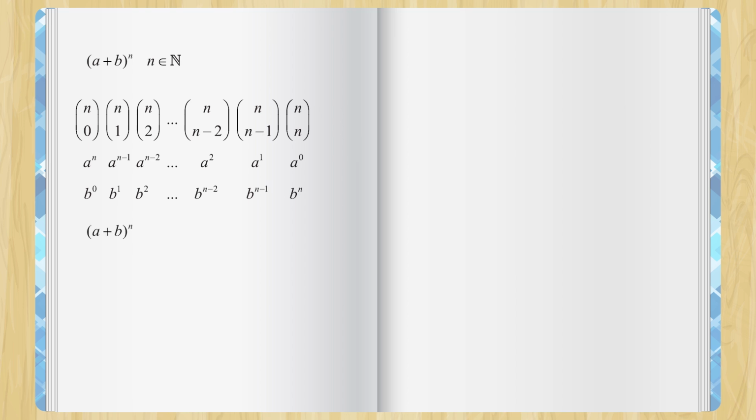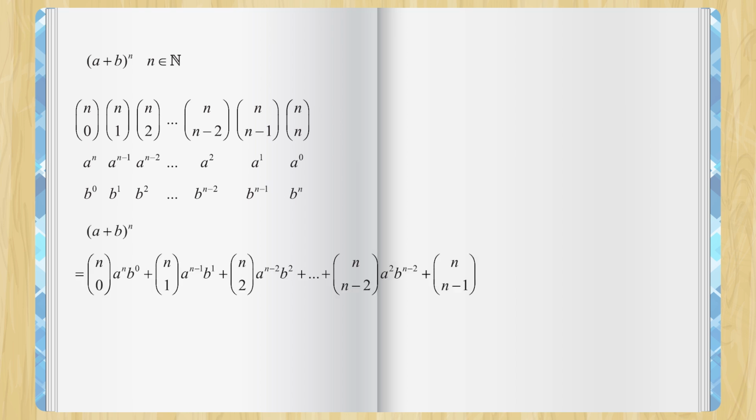(a + b)^n is nC0 times a raised to n times b raised to 0, plus nC1 times a raised to n minus 1 times b raised to 1, plus nC2 times a raised to n minus 2 times b raised to 2, all the way up to nCn times a raised to 0 times b raised to n.